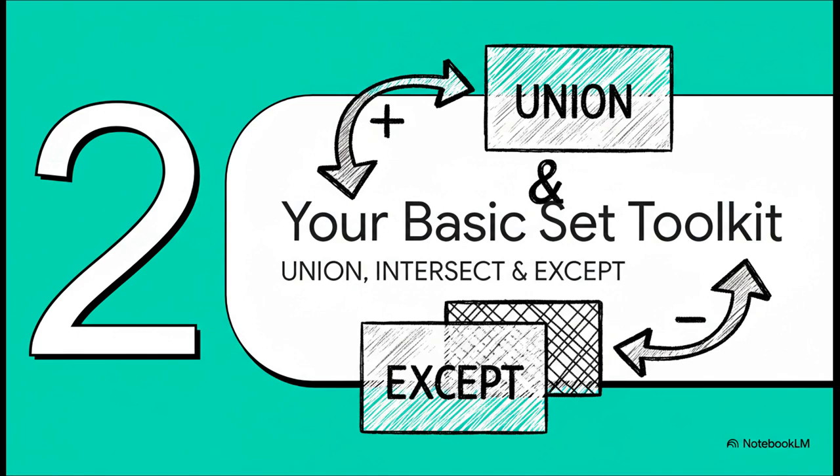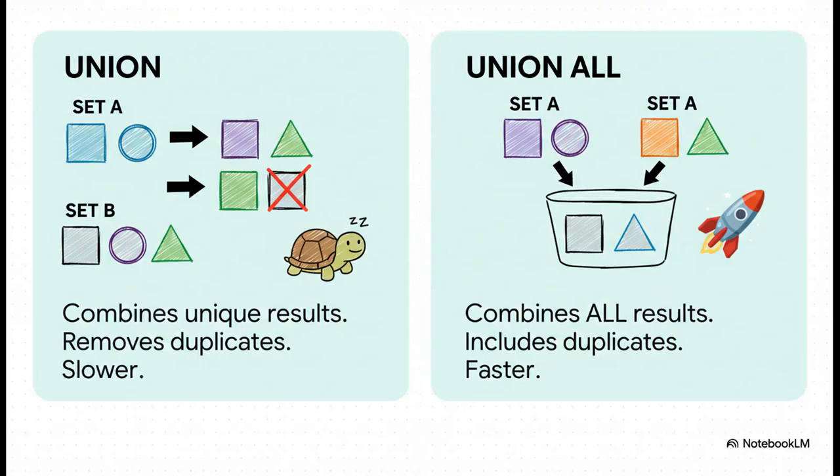Okay, so if SQL thinks in sets, how do we speak its language? Well, we use these 3 fundamental tools: union, intersect, and except. You can think of these as your primary verbs for combining and comparing your big boxes of data. Let's start with the most common one, union.